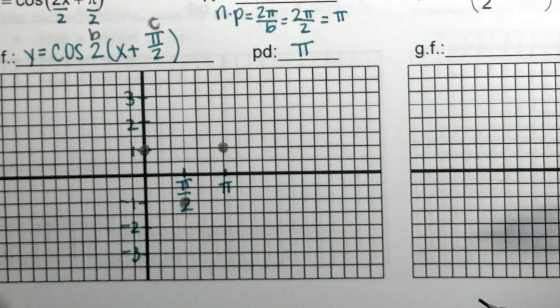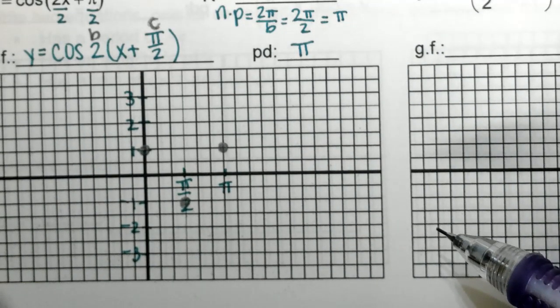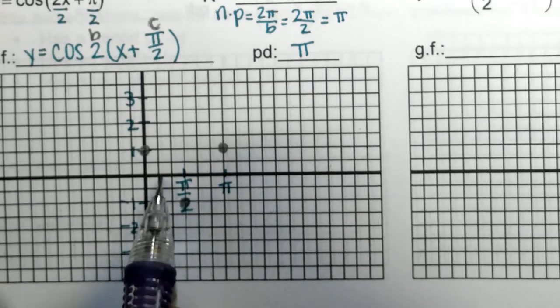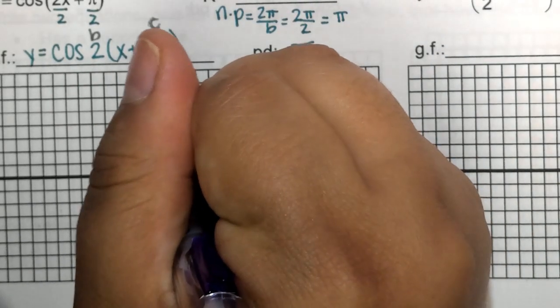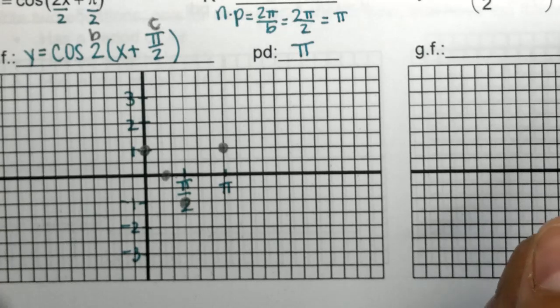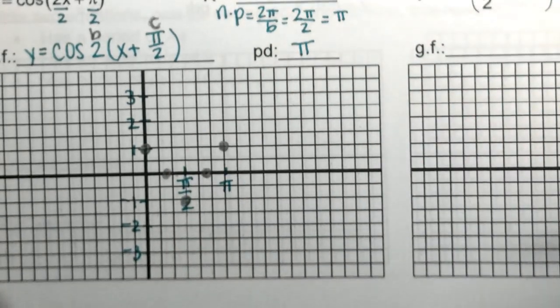And what are my zeros going to be? In between, if this is 3 squares, what's in between that? 1.5 squares, which is what? Pi over 4. And this one would be 3 pi over 4.